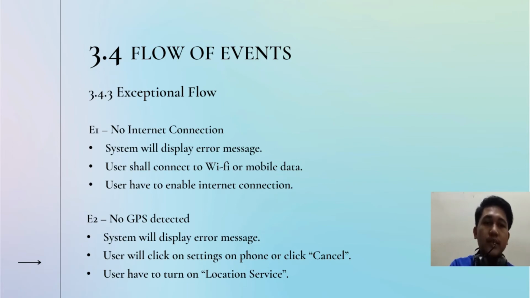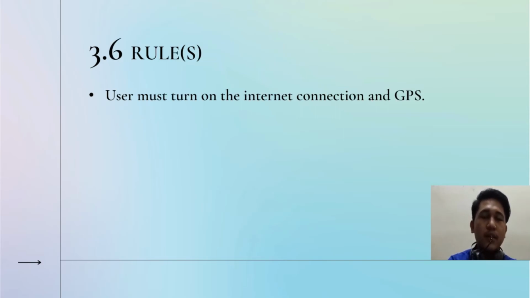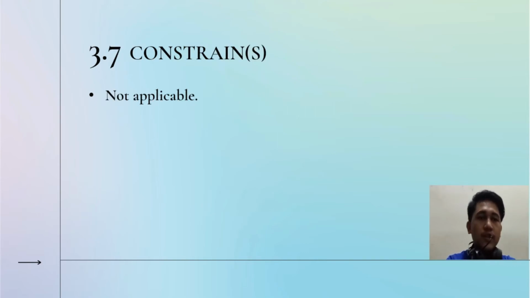For E1, if there is no internet connection, system will display error message to the user, and user shall connect to Wi-Fi or mobile data through their settings. User have to enable the internet connection to continue. For E2, no GPS detected. If there is no GPS detected, system will display error message to the user, and user will click on settings on their phone, or click cancel, and user have to turn on location service. The post condition for this use case is user managed to find or view desired vaccination location. The rule for this use case is user must turn on the internet connection and GPS. Constraints for this use case diagram is not applicable.